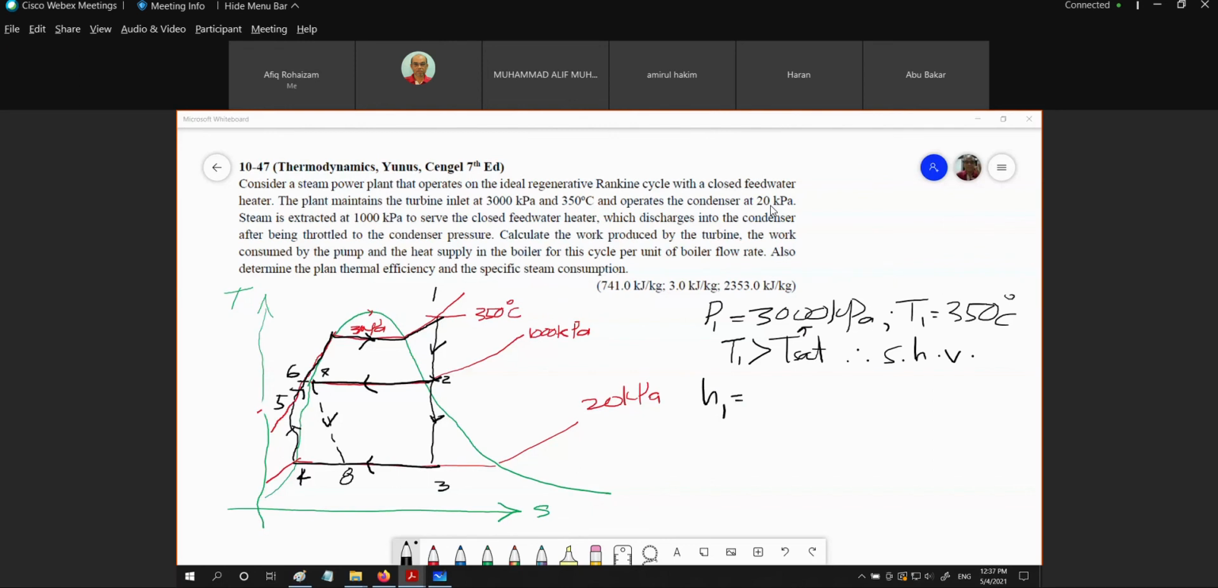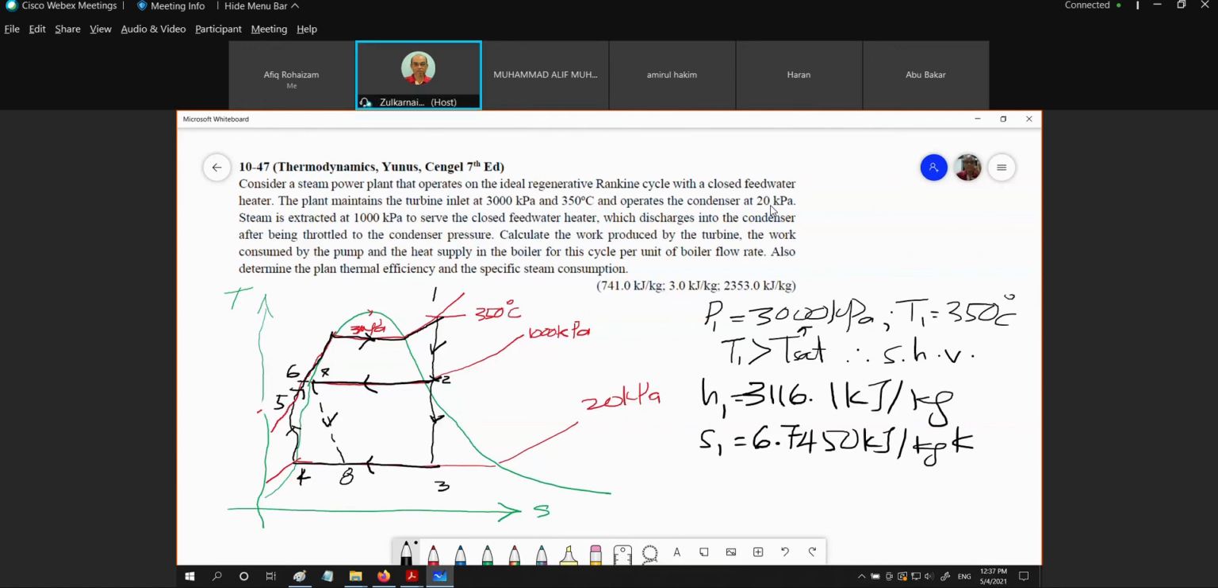6.7450. Pardon? 6.7450. Enthalpy? Oh, sorry, sir. Enthalpy is 3116.1. Then only we get the entropy, because we need that, because S1 is equal to S2. 6 point what is it now? 6.7450, sir. Yeah. Okay, thank you.